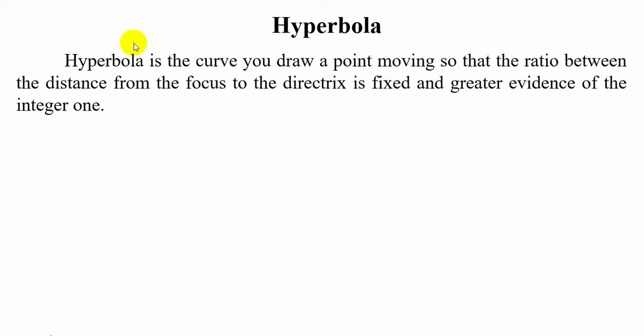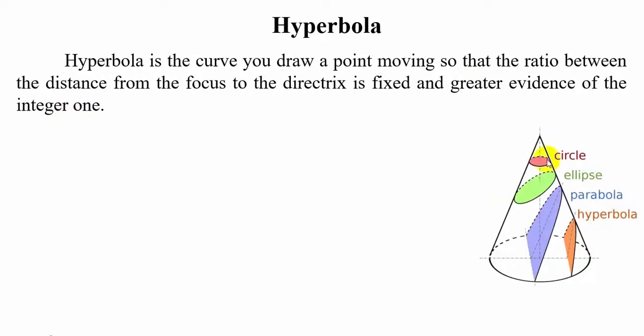A hyperbola is a curve you draw by a point moving so that the ratio between its distance from the focus and its distance from the directrix is fixed, and greater than 1. We already studied the circle in secondary school, then started in this course with Cartesian. So we talked about the parabola, then the ellipse, and today we are going to talk about the hyperbola.